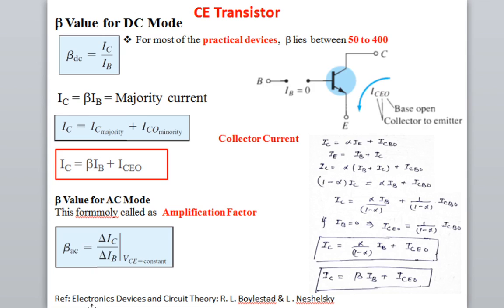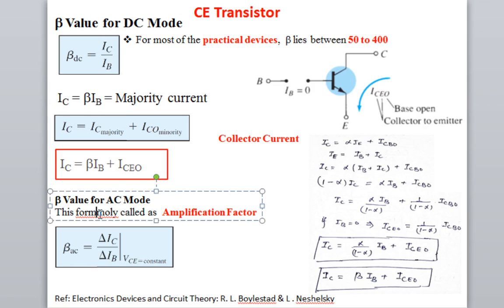HFE or beta, both are the same quantity for a common emitter transistor. Okay, so till now I have discussed the common emitter transistor input characteristics and output characteristics in detail. I have defined the active region, cutoff region and saturation region on output characteristics. Then I have discussed the characteristics curve and H parameter.